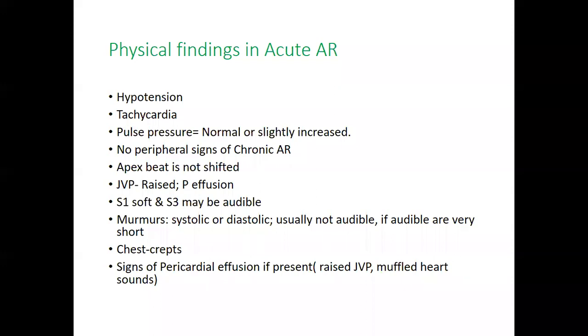And sometimes if the patient develops pericardial effusion, then definitely the signs of pericardial effusion can be there, like raised JVP and muffled heart sounds, in patients who complicate with pericardial effusion as well. So you see here there is no long list of such findings in patients with acute AR, like we have seen in patients with chronic aortic regurgitation.